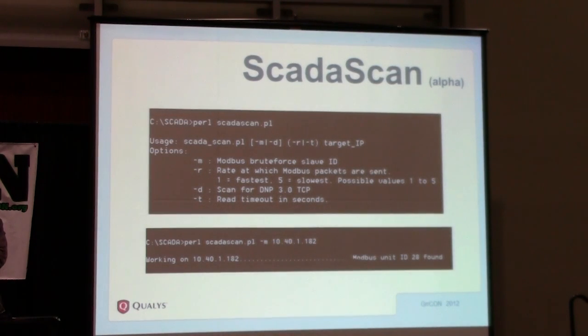So before going to DNP3, I mentioned a free tool that I've written. It's a pretty simple tool called Scada Scan, and you can use it to brute force your Modbus slave IDs. If you run it with the -m parameter, you can use it to brute force. I'll again give you the link to it at the end of this presentation, and there is a README online with more on how to use it.